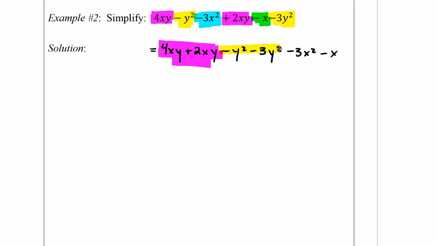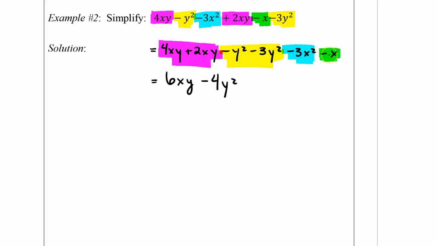Next comes yellow, the y's are yellow. Oh, I never even realized that. That was not intentional. The x squareds are blue, and the just plain x is green. So now let's collect those like terms. 4xy plus 2xy is 6xy. Negative y squared minus 3y squared is negative 4y squared.